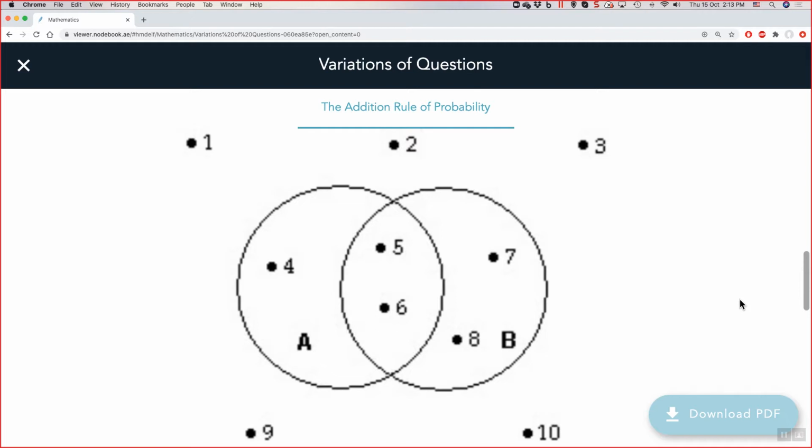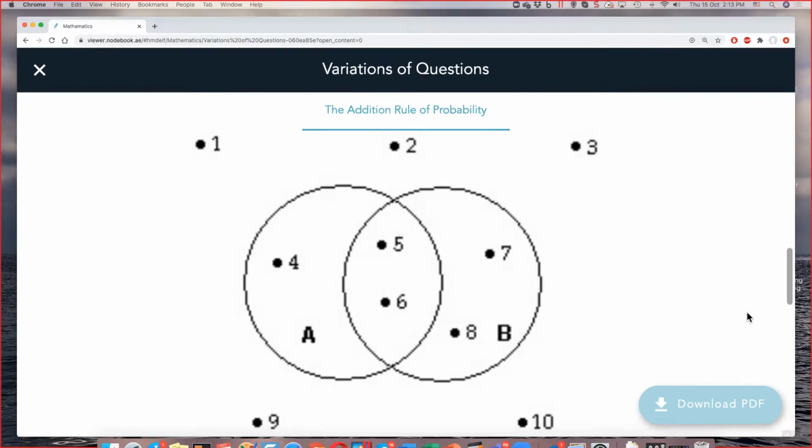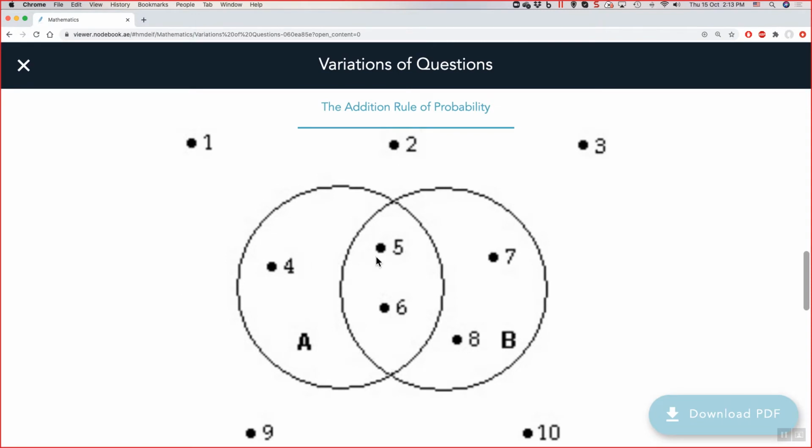Which is faster? We can look directly at the diagram. Yeah, we can directly look at the merge of A and B, the union of A and B, and count how many there are, which is 4 and 5 and 6 and 7 and 8. And just count them, there are 5 outcomes. The total is 10, so the answer is simply 5 over 10.